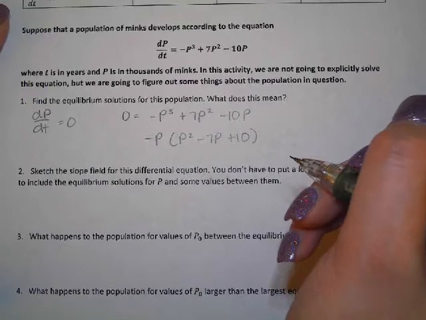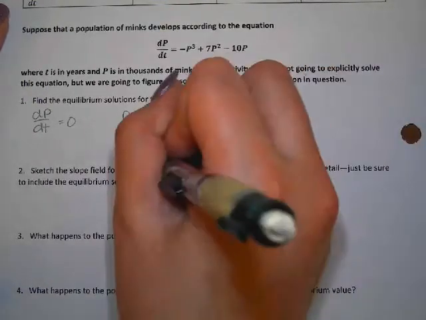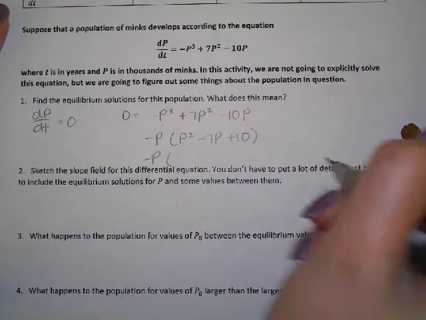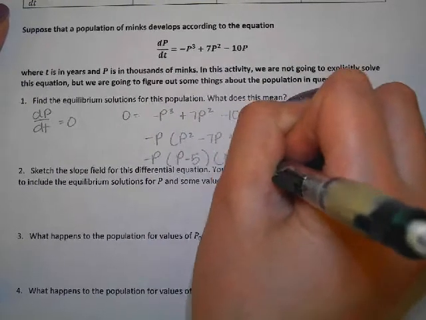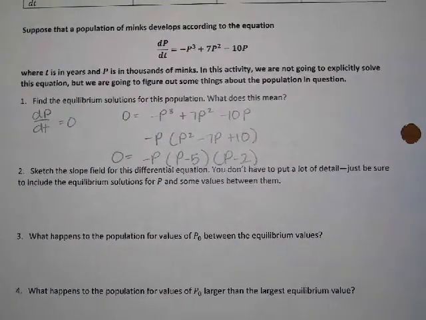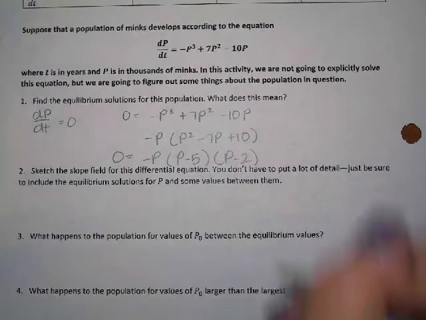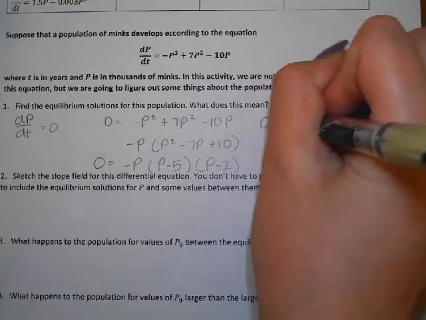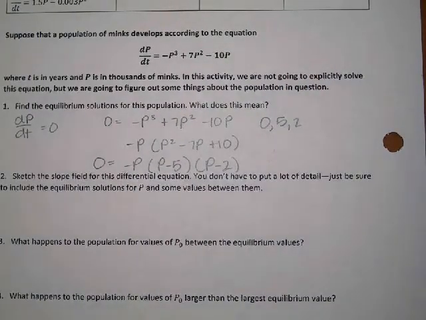So now we're factoring. We're multiplying to positive 10, but adding to negative 7. Negative 5. Negative 2. Okay. So what are the equilibrium solutions? 0, 5, and 2. Or if we are thinking about the units for the problem, 0 minks, 5,000 minks, 2,000 minks. Okay.